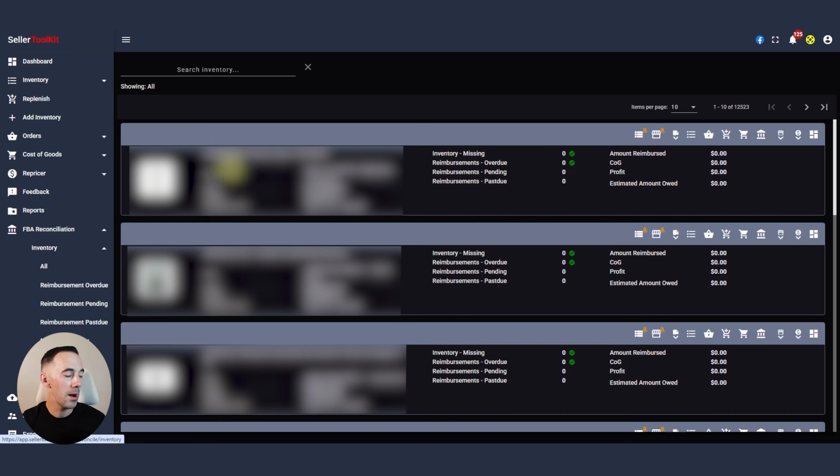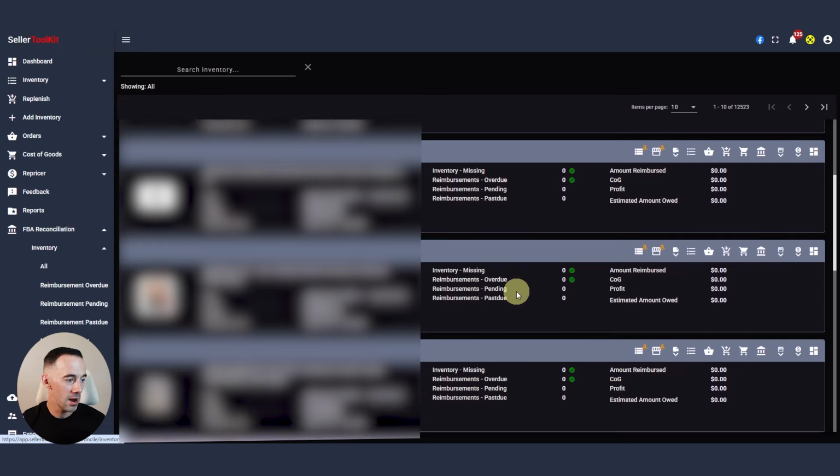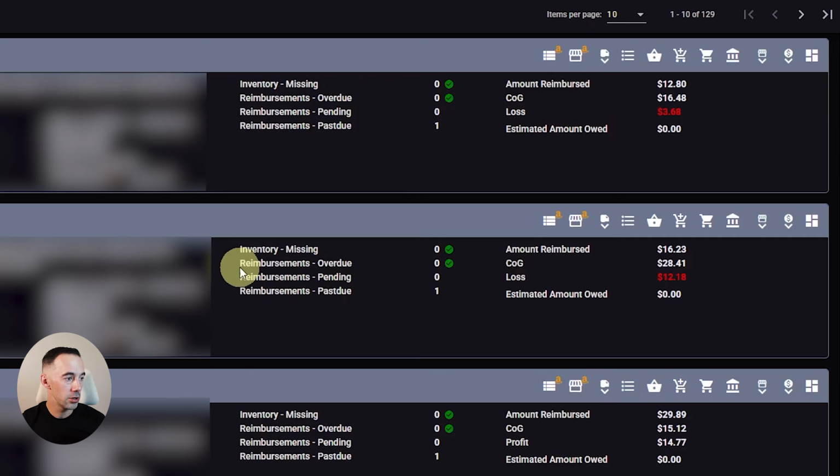So I'm going to blur out my information, but what you can see is like inventory missing. Say if I scroll down and try and find one. So if I go past due, for example, my team are pretty good on this one. So here we go. You can see like inventory missing, overdue, tick, tick, and we've got one past due. So we have to go through and try and chase these down.